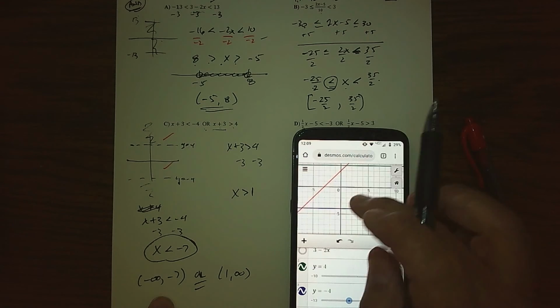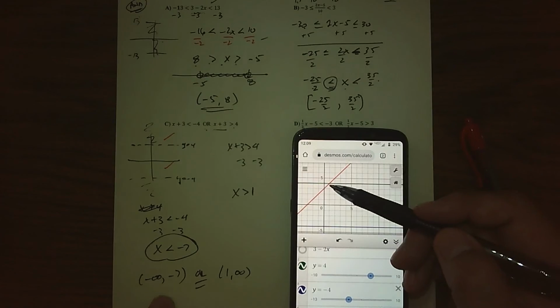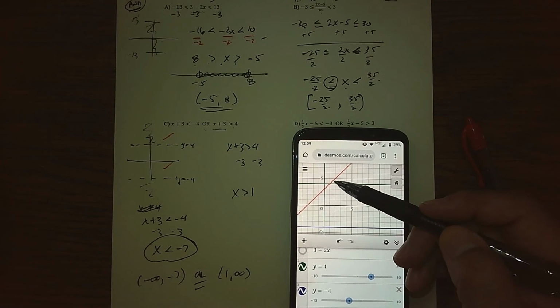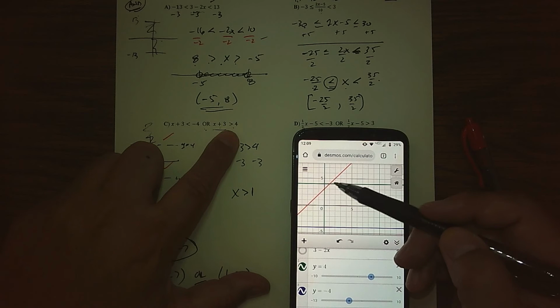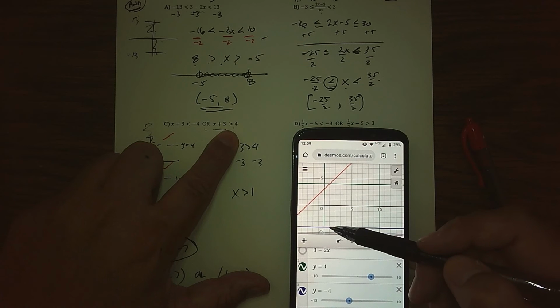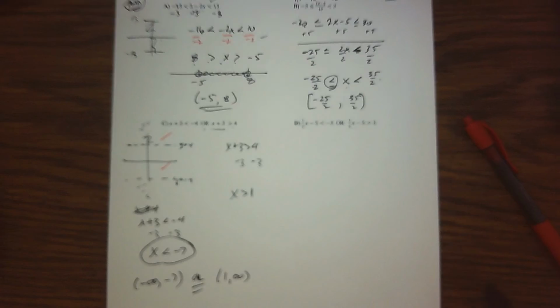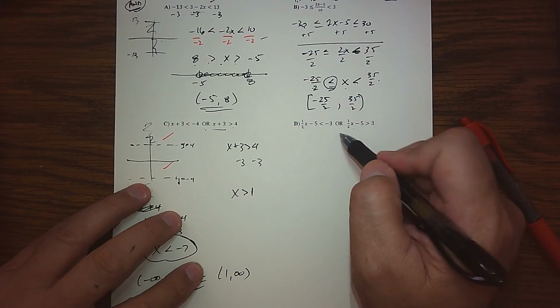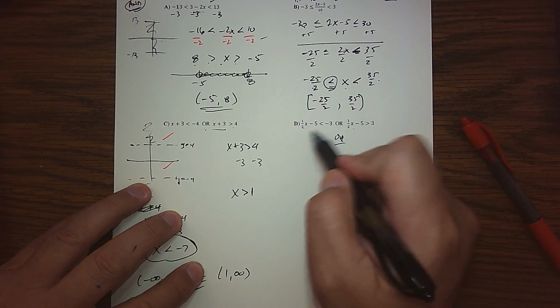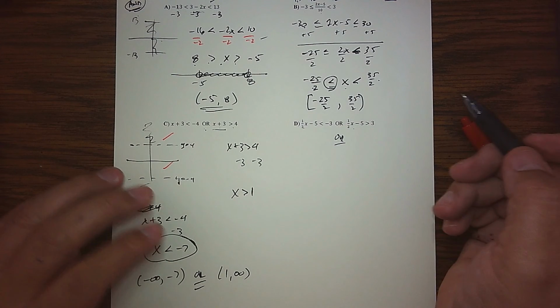And then if we come to the other side, at 1, the graph of the line actually is bigger than 4, and so we basically have from 1 to infinity. So my algebra is right on the money. And then last but not least, again, since we have an or statement, we basically just solve these 2 separately.